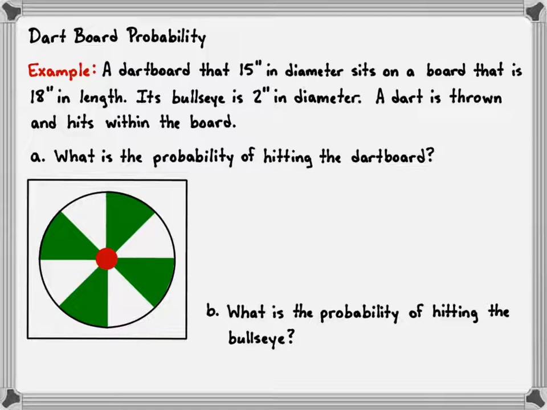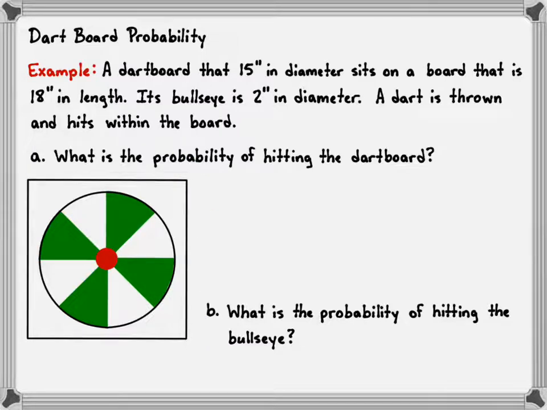in diameter, and it's sitting on a board that is 18 inches in length, so this square board is 18 inches by 18 inches. Its bullseye is 2 inches in diameter, so this guy has a diameter of 2 inches, and a dart is thrown and hits within the board, so that's what I was just talking about. It has to hit within this square box at least.